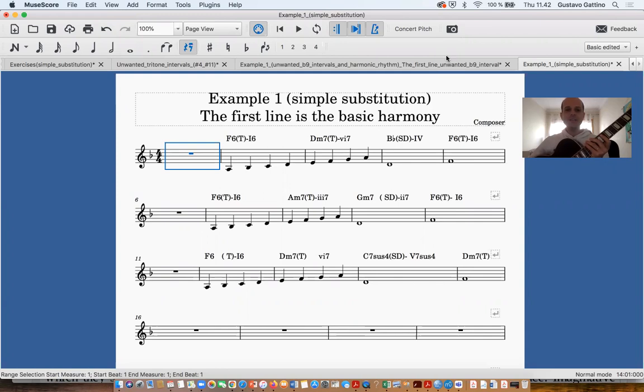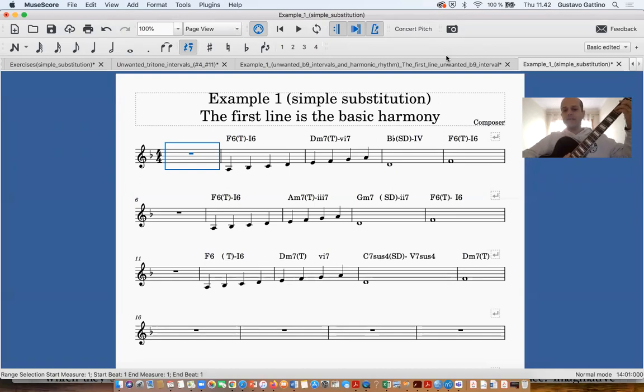So today I would like to talk a little bit about the examples that we have on page 9, 11 and also on page 13 of the book Reharmonization Techniques written by Randy Phelps, specifically regarding simple substitution. So let's start with the examples that we have on page 9.